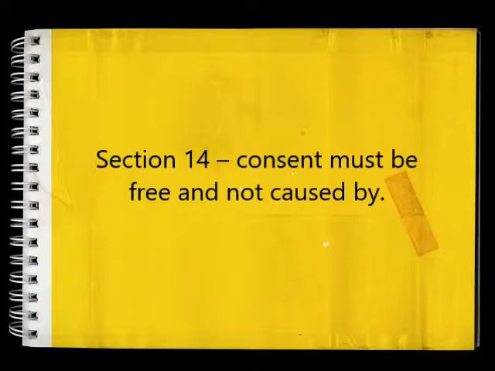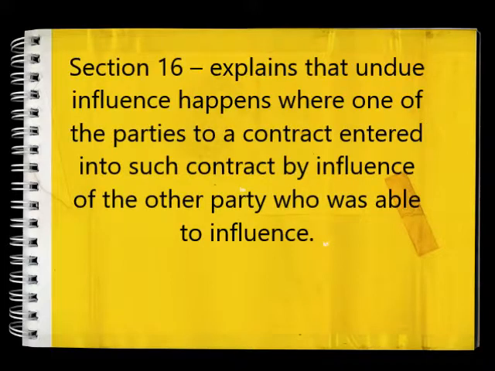Section 13 clarifies the examples of the contract entered not by free consent, and one of them being undue influence, which is what happened in the case of Sarah and her brother Rahim. Section 16 explains that undue influence happens where one of the parties to a contract entered into such contract by influence of the other party who was able to influence.